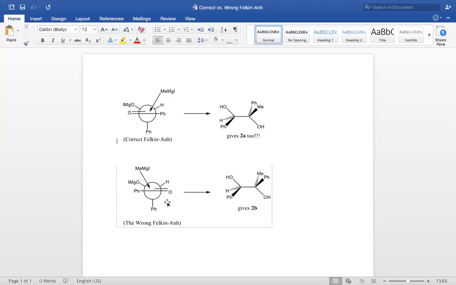Then what's next? Now, this is what people make mistake with. Right here, you just need to watch out. When you introduce the Grignard reagent, you want to do it 107 degrees relative to what? Relative to the carbonyl group. Are you all with me? Yeah.